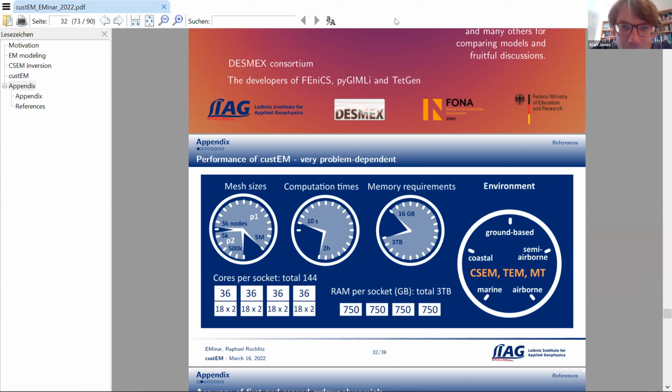Okay, we have another question from Juan Torrejon. Have you tested custEM with ground TEM coincident or central loop surveys? Yes, I have. This kind of simple setup is the first time domain example in the code repository, and also in the publication of 2021. This is a central loop setup.